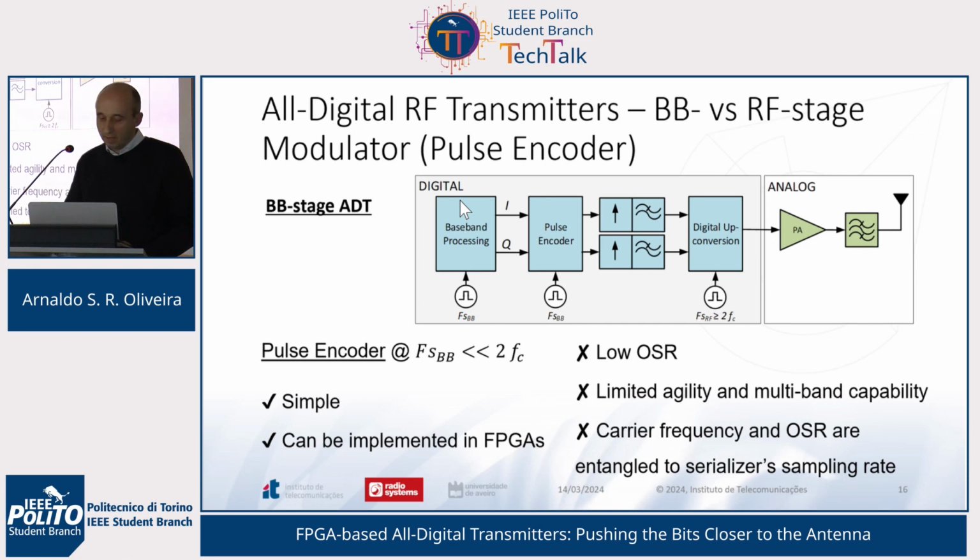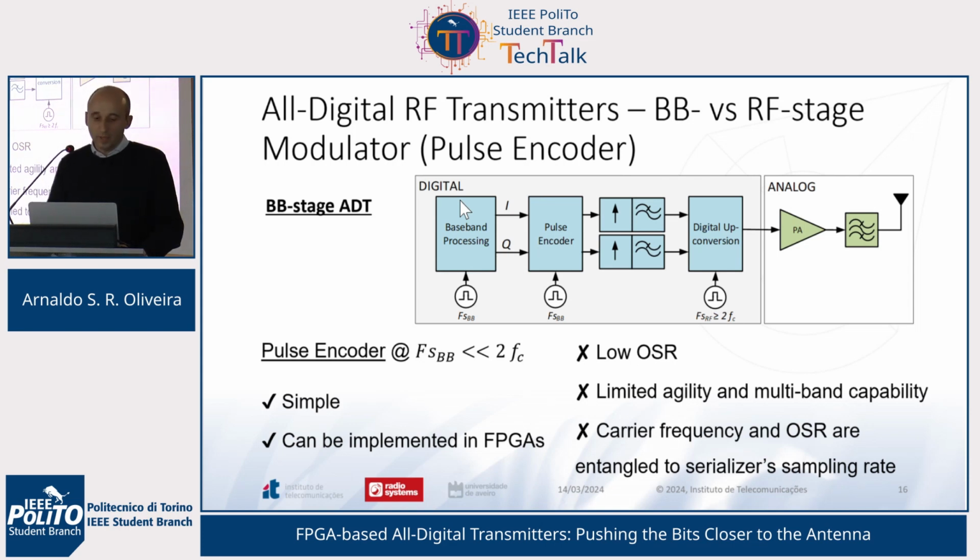As I already mentioned, the delta sigma or the PWM and the digital up conversion can be placed one after the other using two approaches. So I can, for instance, place first the pulsed modulator and then perform the up conversion, which is shown in this slide, or vice versa, which is shown in the next slide.